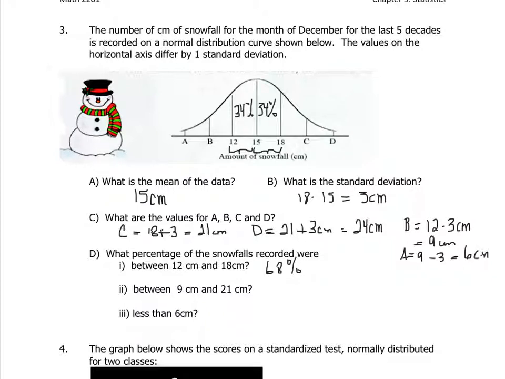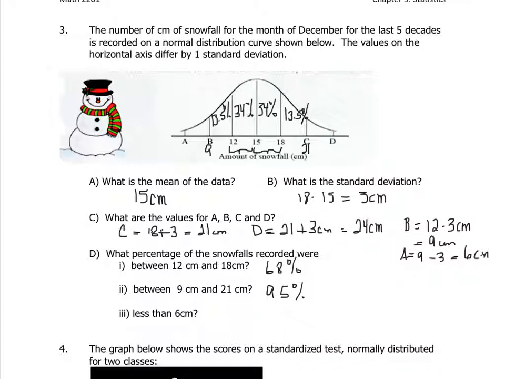Between 9 and 21, and we know that this B was 9 and C was 21, so that would mean we would have to add on the 13.5% that's here and the 13.5% that's here. So if you add those up, you'd get 95%, because 13.5 and 13.5 is 27, and 27 plus the 68 is going to be 95%.